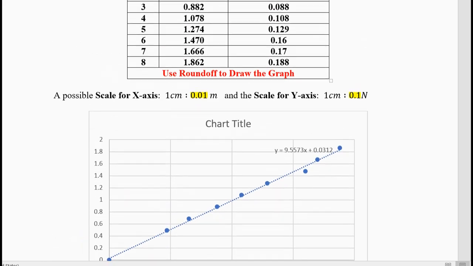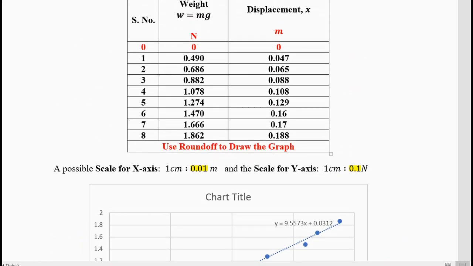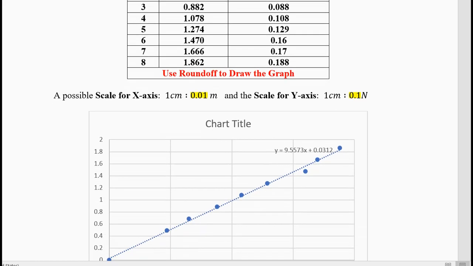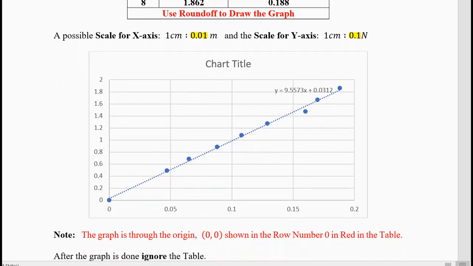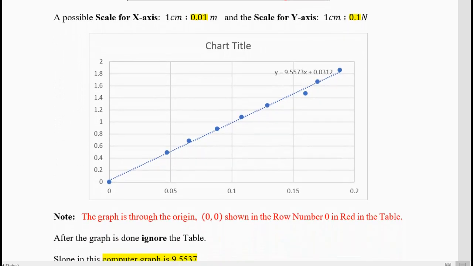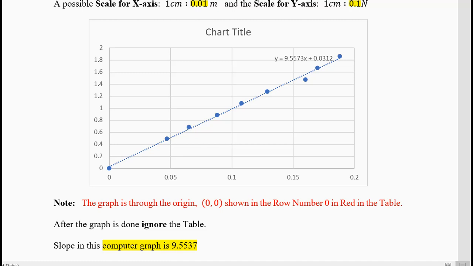Now from this table, the second table, or you can use the first table, but just put a circle or something so that you do not use the wrong column. You are going to use the weight column and the displacement column. Put all the points from the table onto the graph paper. After you have finished the points, don't look at the table again. Just check whether you have put the points correctly.